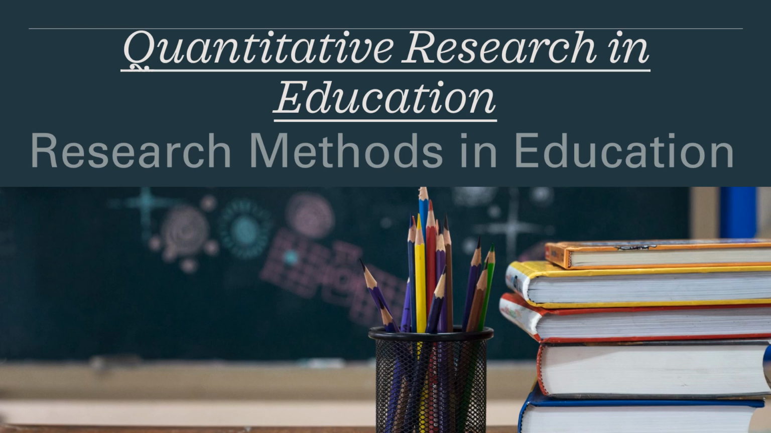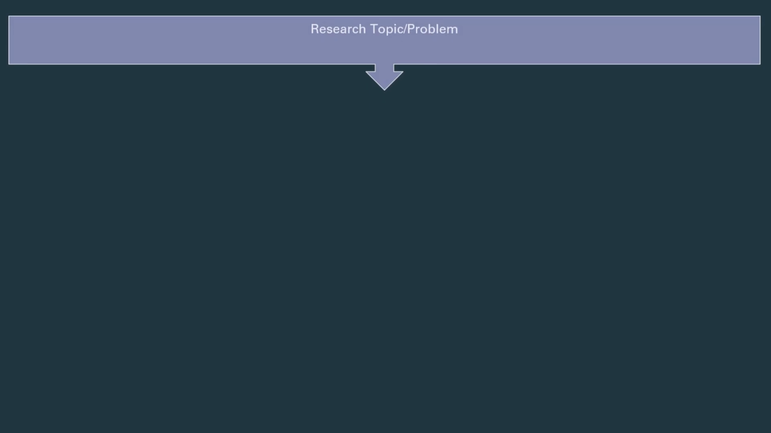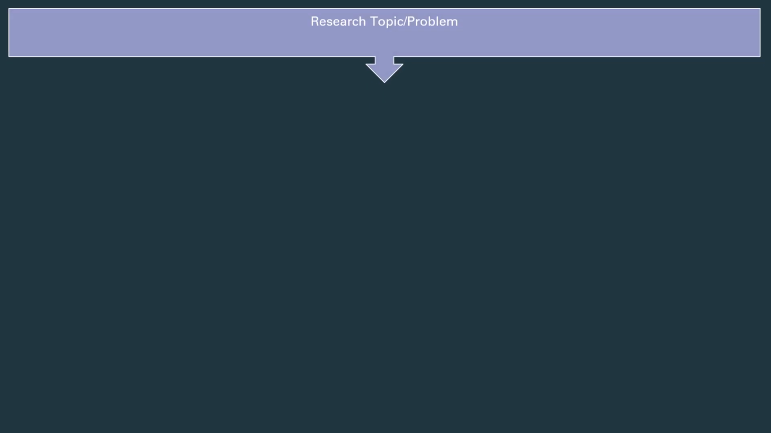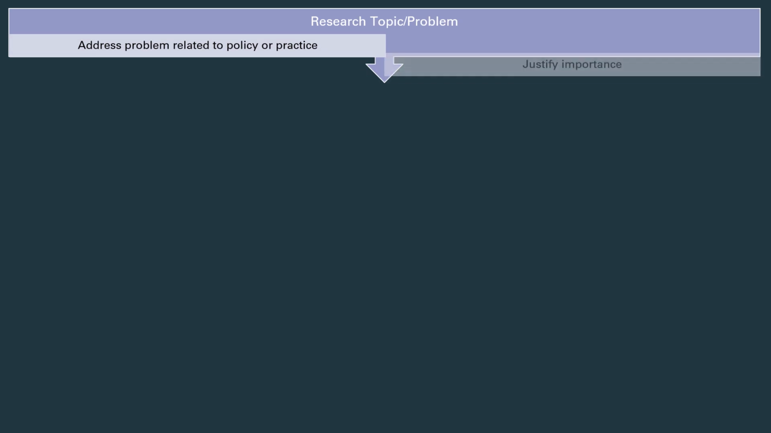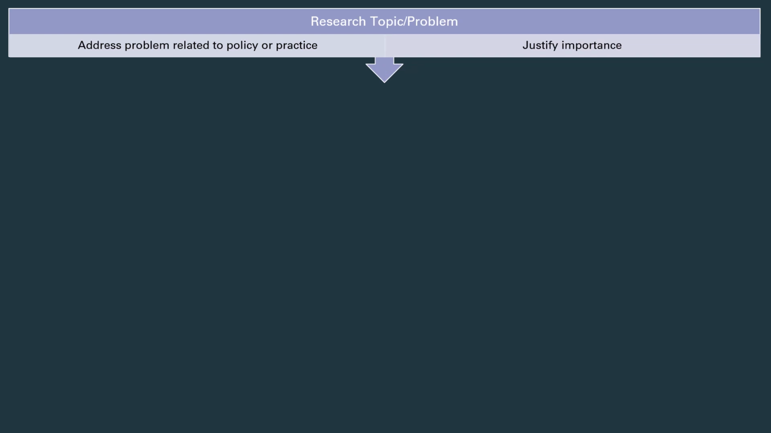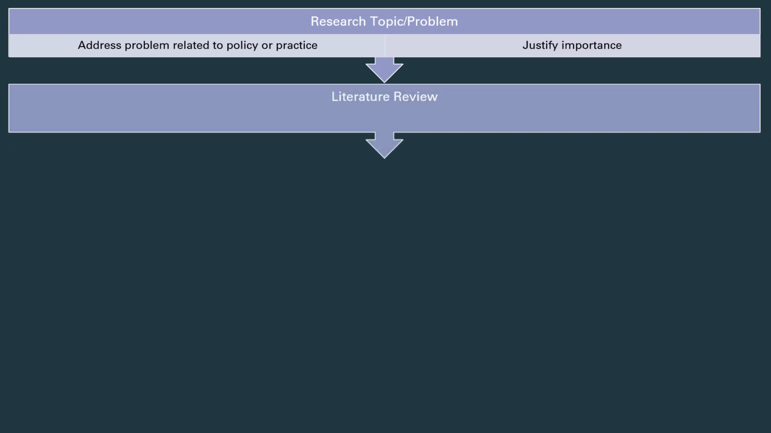But before that, to understand the research process, the first step involved is the research topic or problem. We identify any problem related to policy or practice. At the same time, we need to justify the importance of that topic, why we are taking that topic, how it will help others, what problem it will solve, and why that problem matters. So we need to take care of those things.